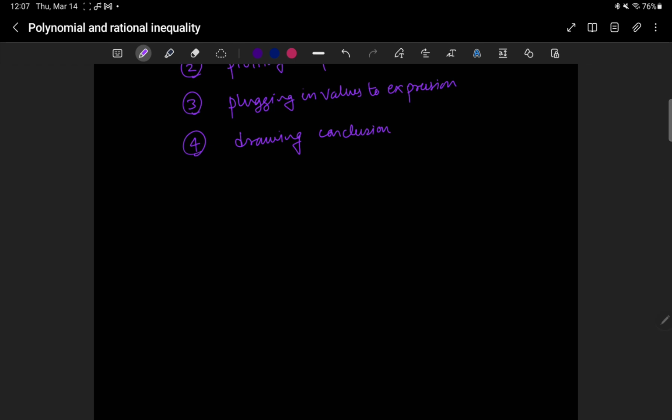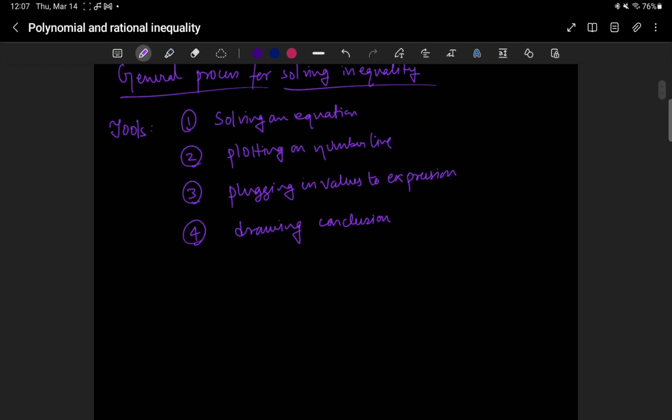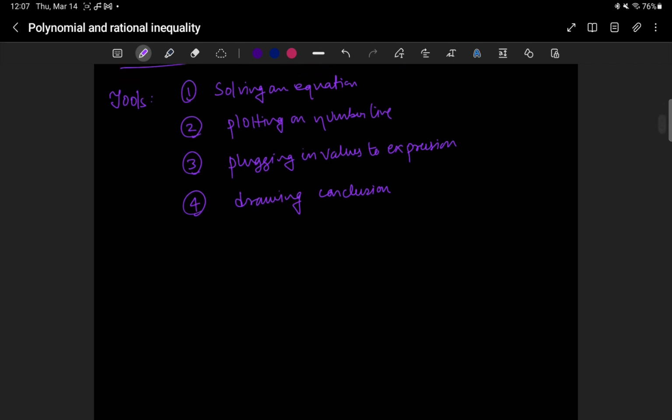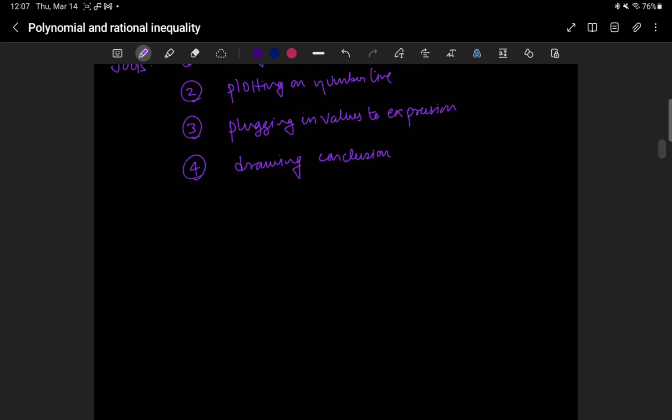Okay, so each of these processes is going to give us a step in the solving of an inequality. And this process is general, so it can apply to any function. Specifically, we will be applying that process to polynomial and rational because those are the ones that we have dealt with so far.